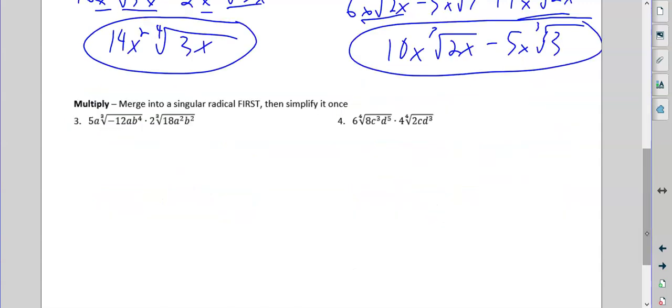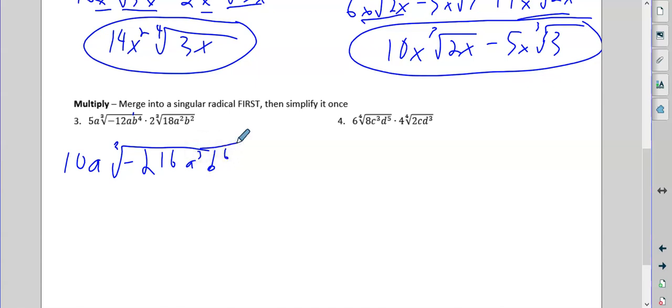Moving on. Okay, merge into a single radical first, then simplify. So that means multiply first. So I'm going to do on the outside, 5 times 2 is 10. The a is just coming along. Cube root, negative 12 times 18. So that's 12 times 18, but the answer is going to be negative, which is 216. a^1 times a^2 is a^3. b^4 times b^2 is b^6. And now we simplify.